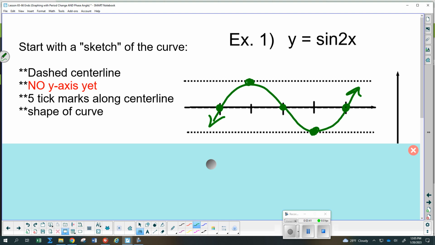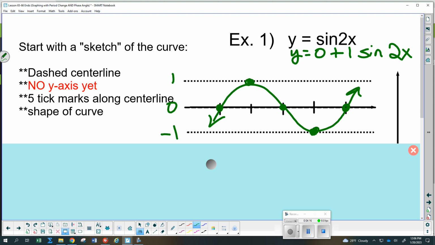Okay, then let's go ahead with this one and let's decide center line, max, and min. So for this one, what is the center line, everybody? And the amplitude. So the max is, and the min is. Okay, now that we know the center line is the x-axis, go ahead and draw a solid line over your dotted line so that now yours looks like what I have up there.